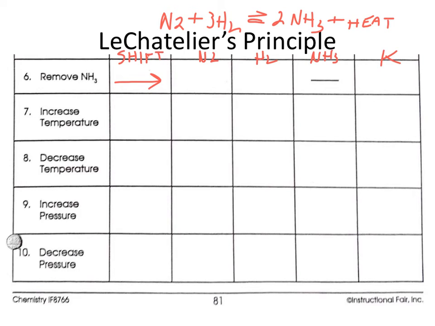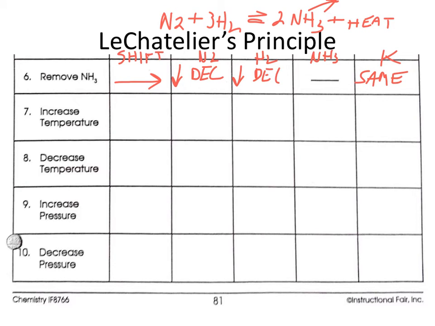Okay, so if we remove the ammonia, the equilibrium is going to shift to the right. The amount of N2 will decrease. And because it's being used up as the reaction goes forward, H2 is also going to decrease. The ammonia is going away, so that's not an effect. And again, the equilibrium constant will remain the same since the temperature stays the same.